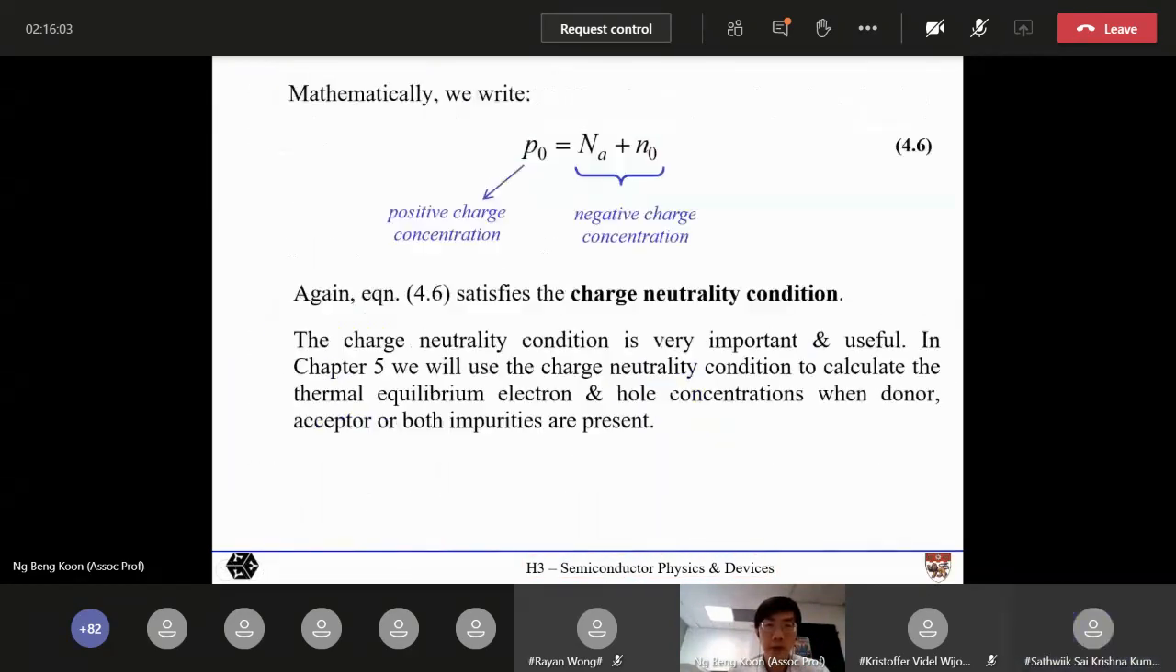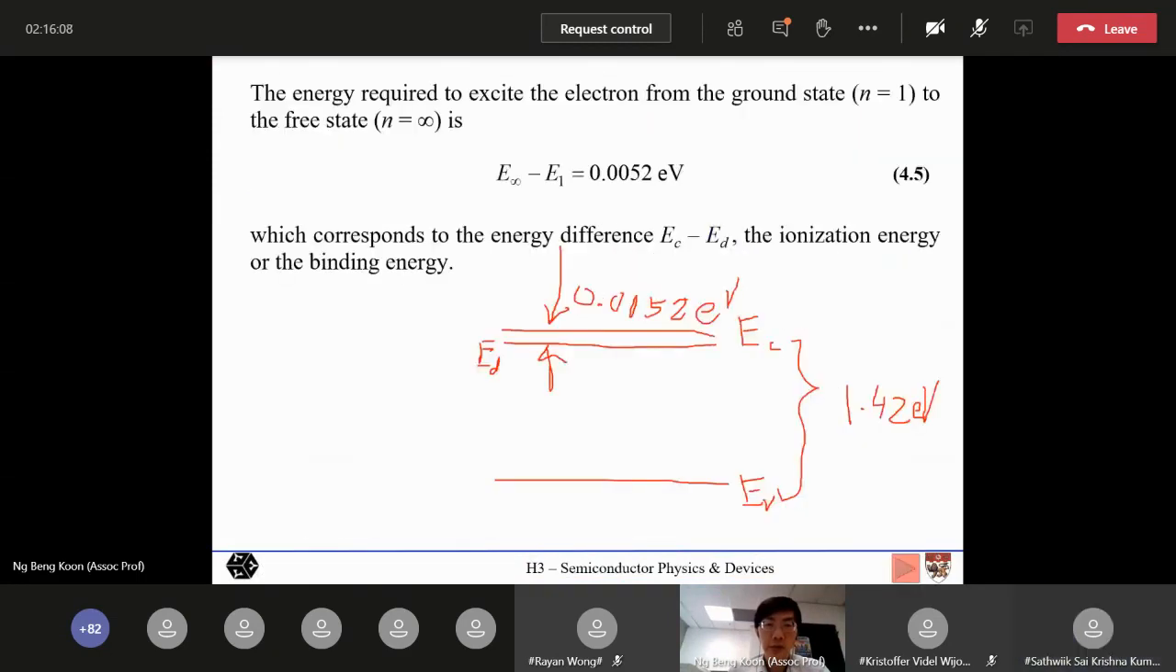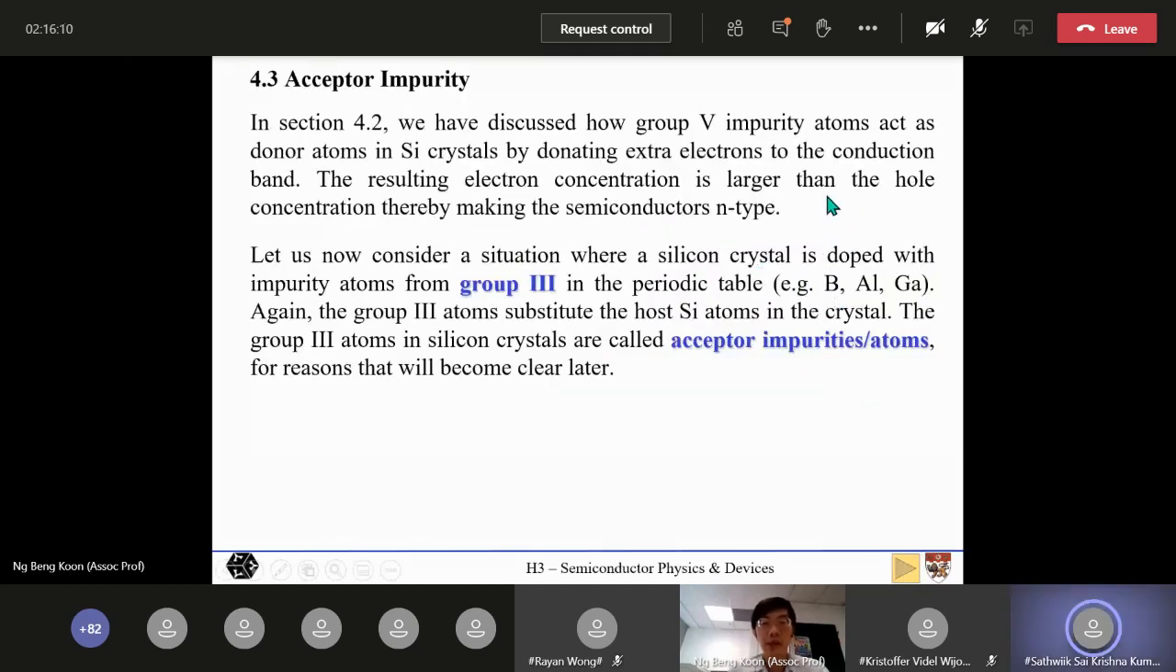Okay, so that's for the donor impurity atoms. The name donor is used because the impurity atoms donate electrons, right? You donate electrons to the conduction band, that's why you call it donor impurity atoms.